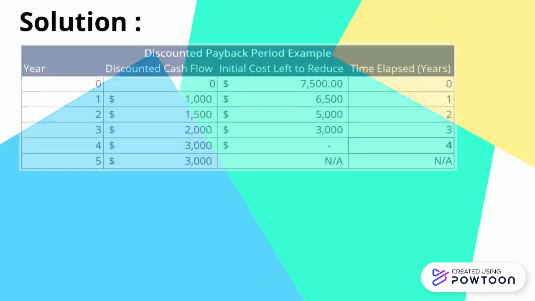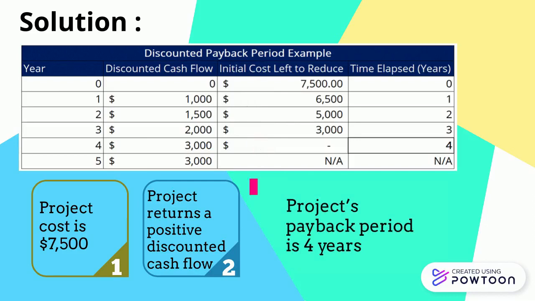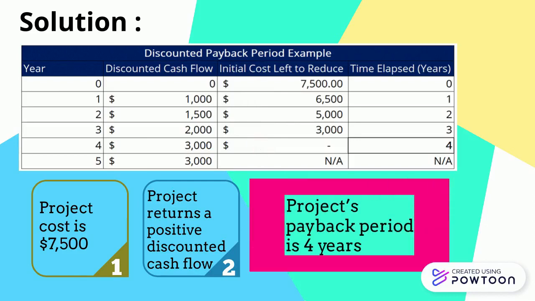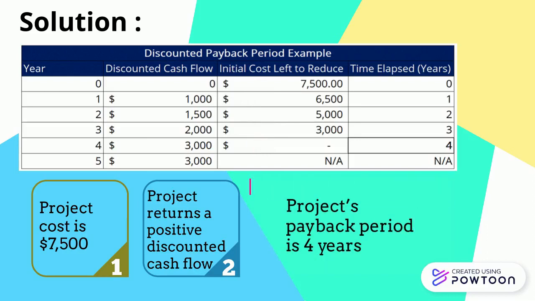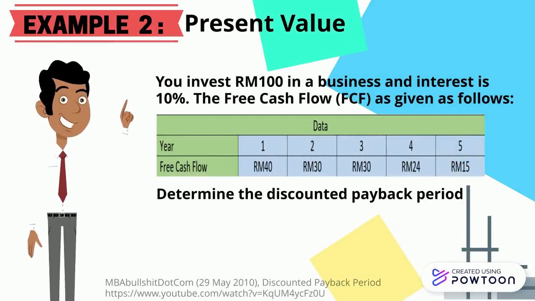To solve this, first, we must subtract the discounted cash flow from the initial cost figure in order to obtain the discounted payback periods. Then, subtract them from the initial cost figure until we arrive at 0. In this case, the project payback period is 4 years. Since the project life is calculated at 5 years, we can infer that the project returns a positive net present value. Next, move to the second example using present value.